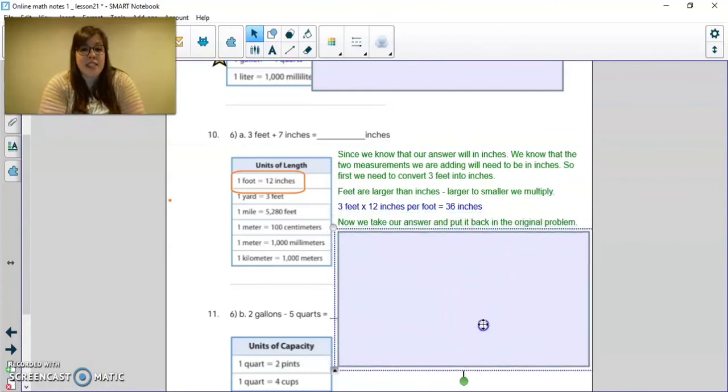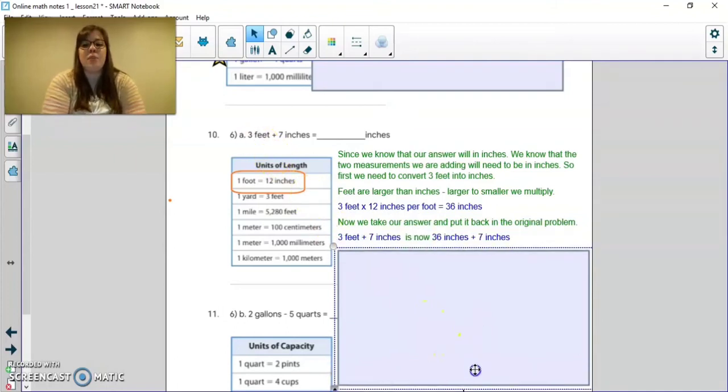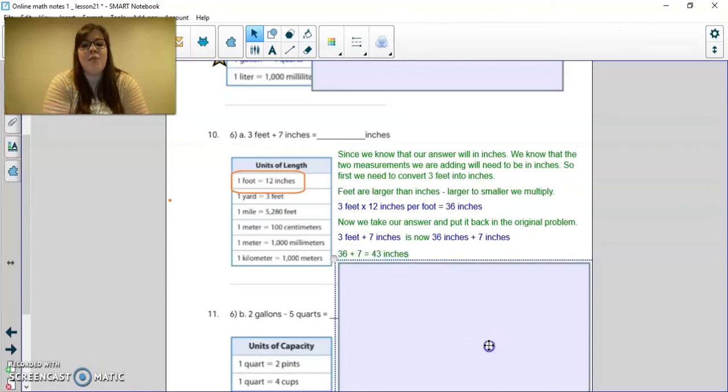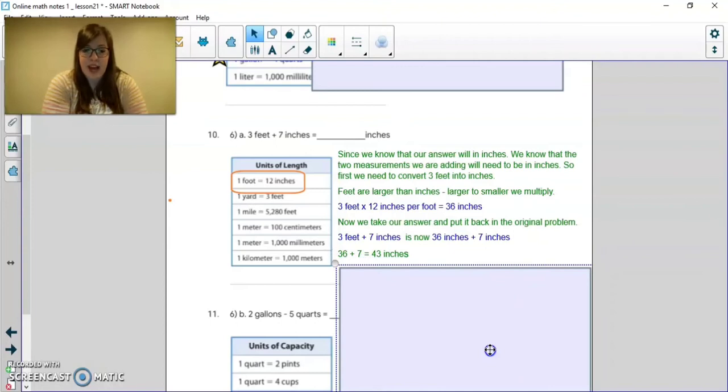Now that we have our answer for our number of inches in 3 feet, we can put that back into the original problem. So now 3 feet plus 7 inches is now 36 inches plus 7 inches, and that's going to tell us how many inches we have total. So if I take 36 plus 7, I get 43 inches. You can pause your video now and record your answer.